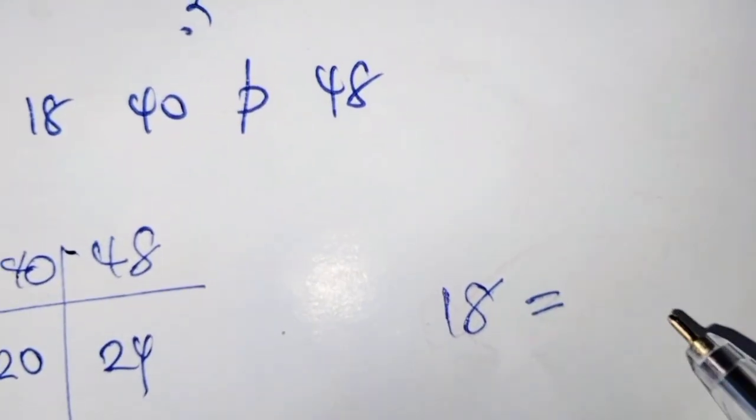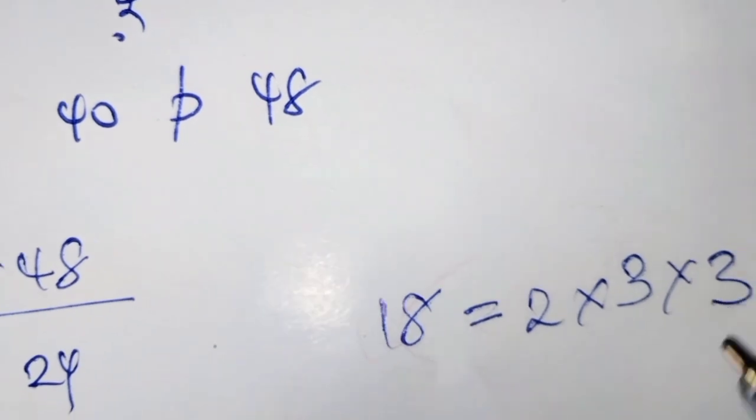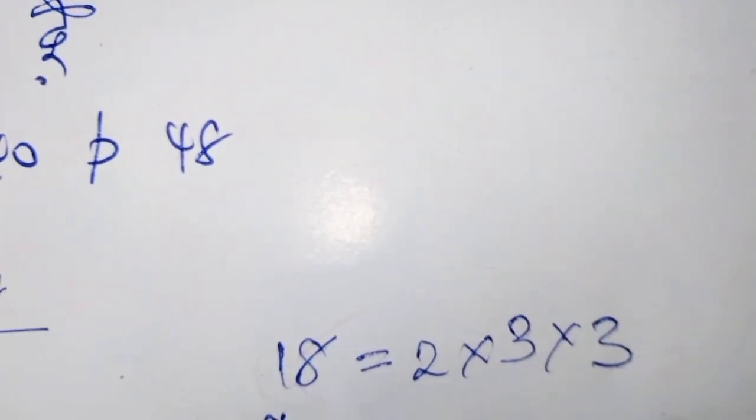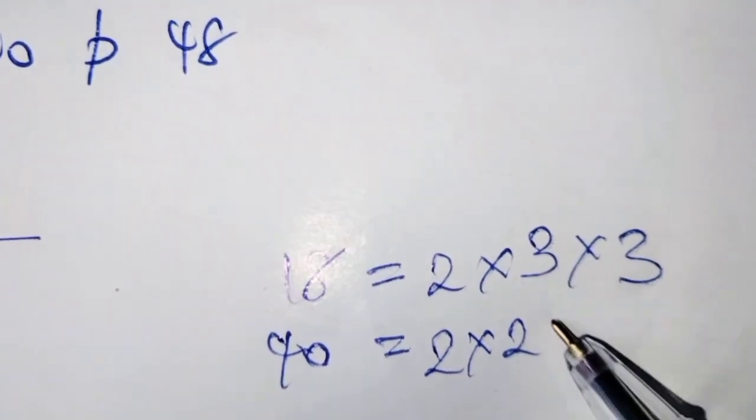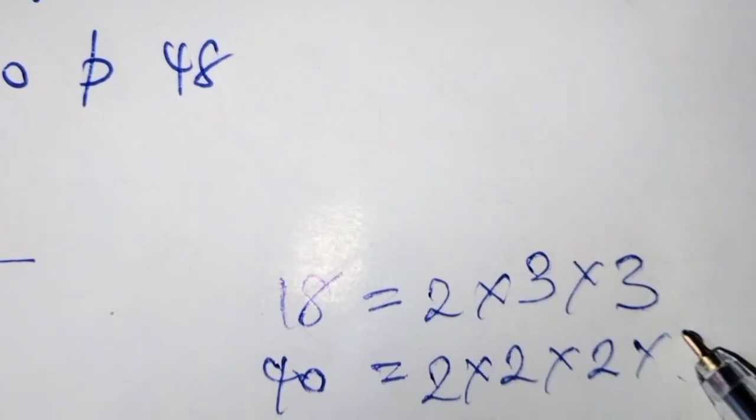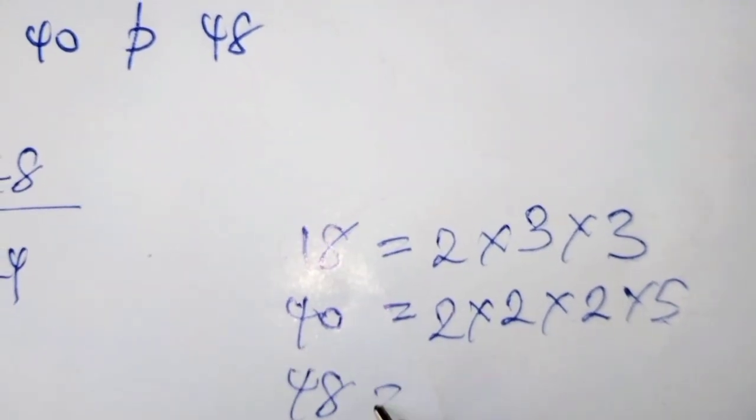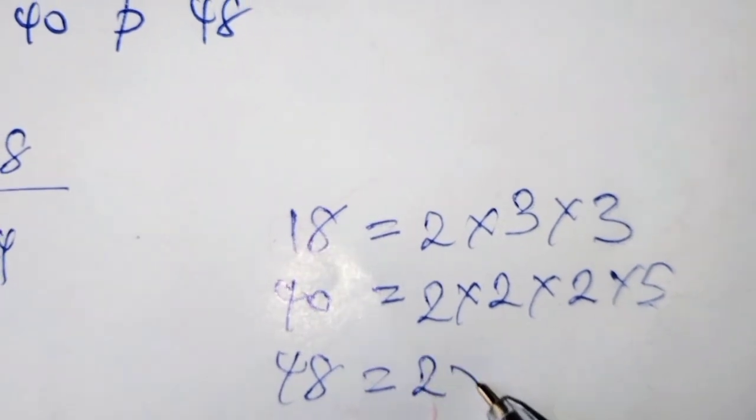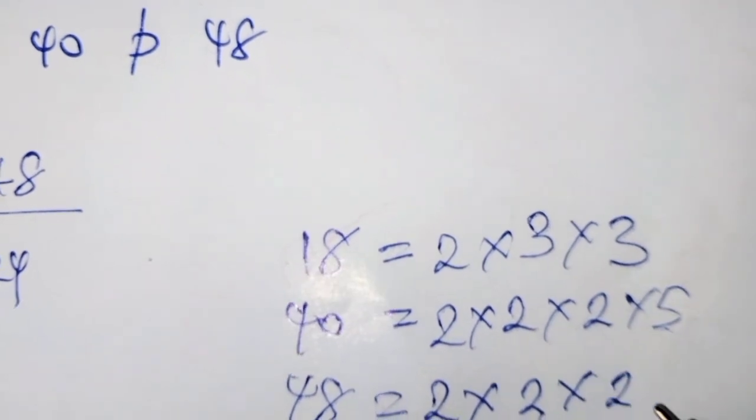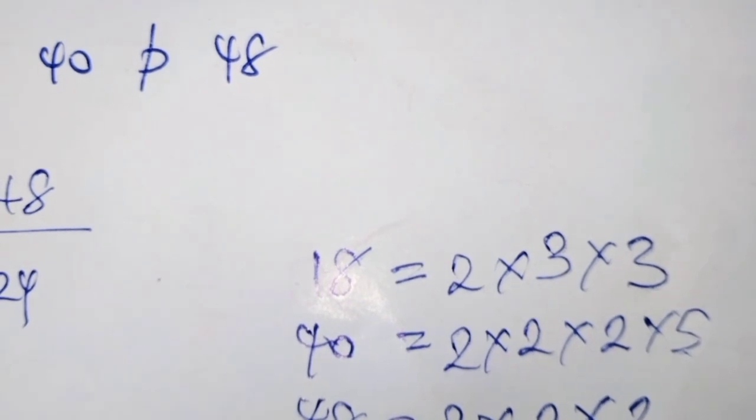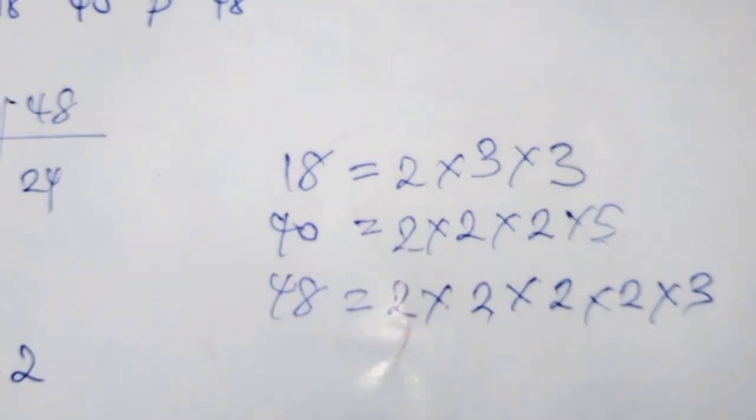18 is equal to what? 2 times 3 times 3. 40 is equal to what? 2 times 2 times 2 times 5. 48 is what? 2 times 2 times 2 times 2 times 3. So let's break it down.